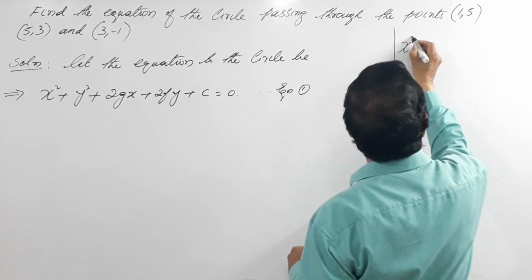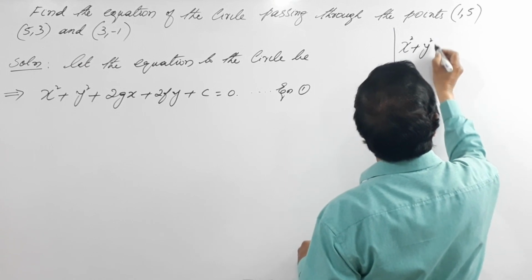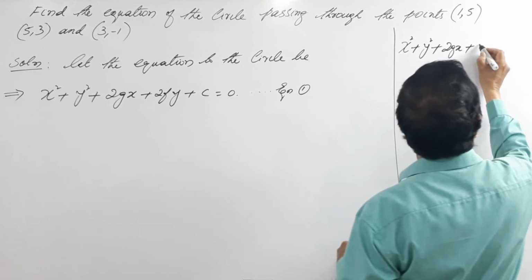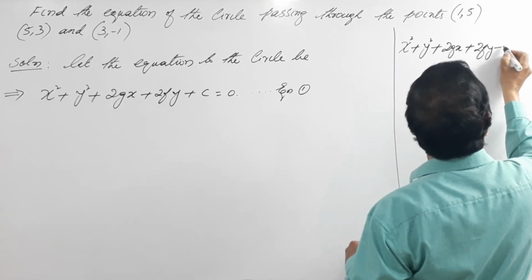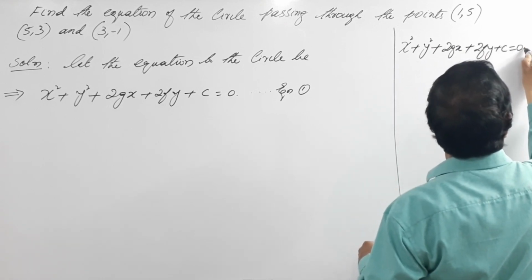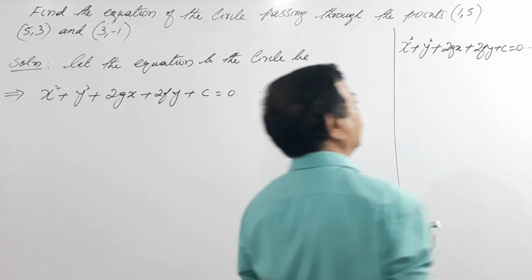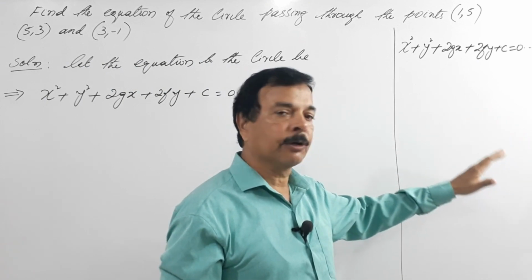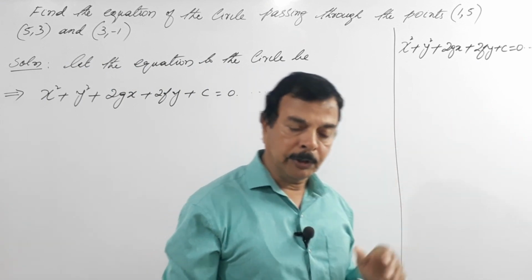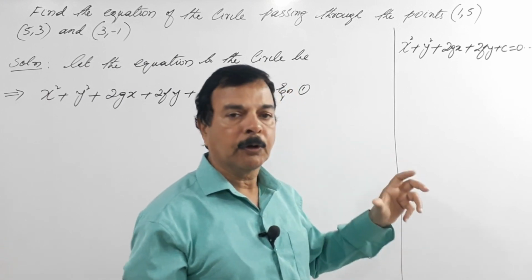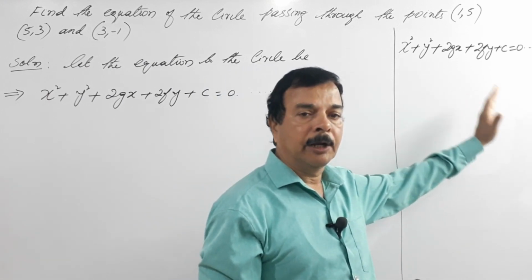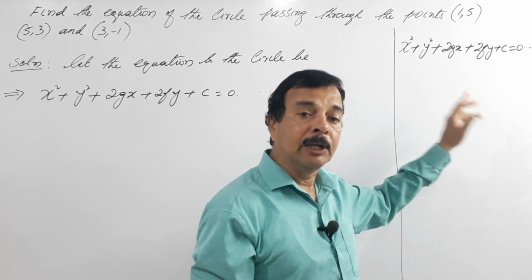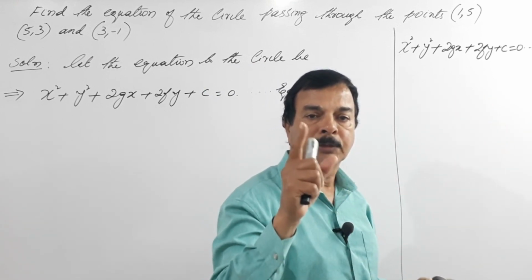So this is x square plus y square plus 2gx plus 2fy plus c equals to 0. I call this equation 1. Just make it a habit in your exams or in the class also. Whatever equation you are deriving, some important formulas, write them to the right of your answer sheet or your books, so that it will help you. This will lead you to do your problems without any mistakes.